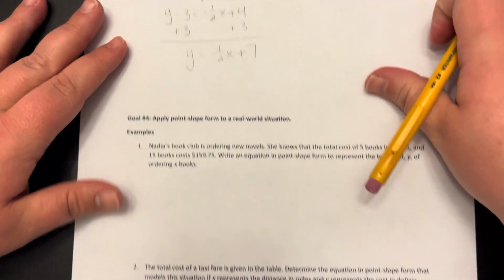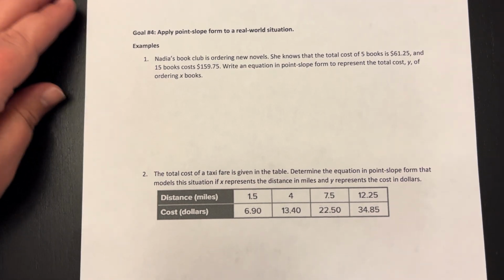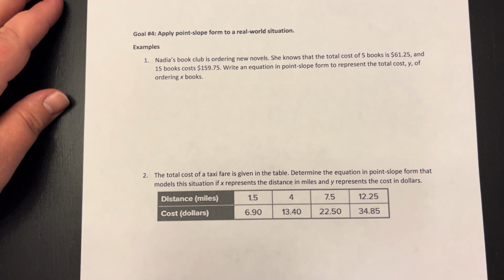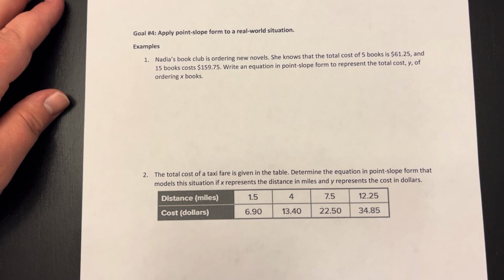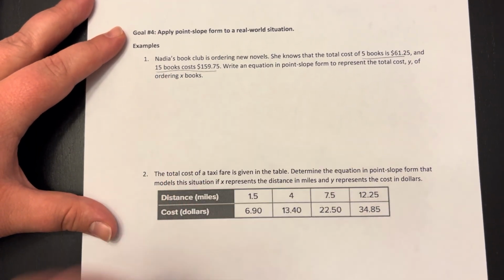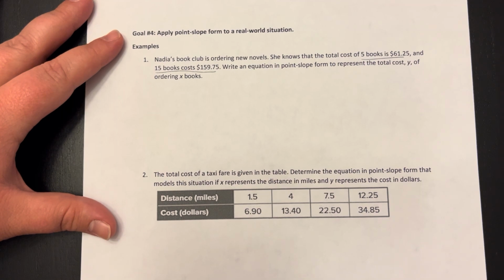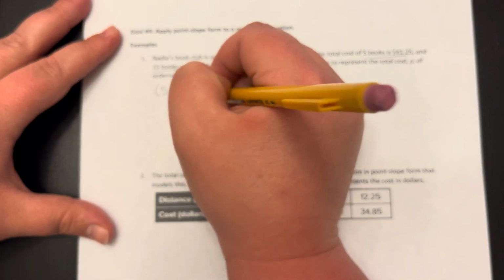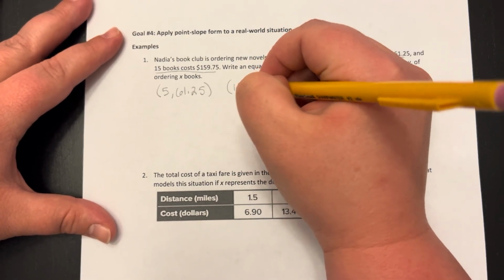We are going to apply point slope form to a real world scenario. It says Nadia's book club is ordering new novels. She knows that the total cost of 5 books is $61.25 and that 15 books cost $159.75. Write an equation in point slope form to represent the total cost, which is y, of ordering x books. So what's important to notice here is that 5 books is $61.25, 15 is $159.75. So what they've done here is given us 2 points. The first is (5, $61.25), and the second is (15, $159.75).